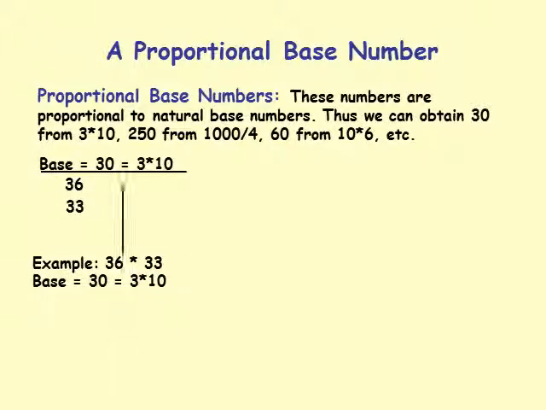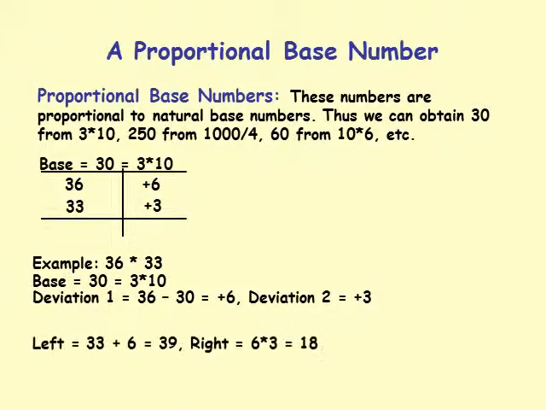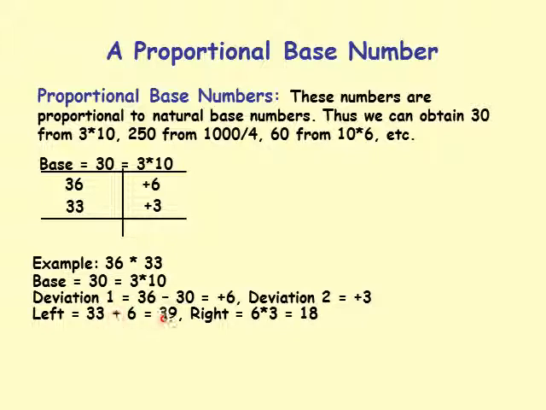Now we compute deviations. Deviation 1 is 36 minus 30 equals 6, and deviation 2 is 33 minus 30, which is 3. So these are my deviations, 6 and 3. On the left, we apply crosswise. What are we going to apply? The operator plus between 33 and 6. 33 plus 6 is 39, and so is 36 plus 3, which is 39. So on the left is 39, and on the right is plus 6 times plus 3, which is 18. So we have 39, 18.